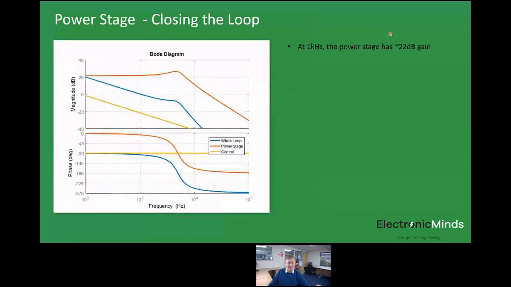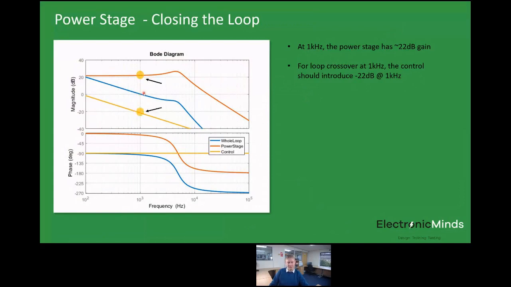Let's do that here. So at 1 kilohertz, we know the power stage has 22 dB gain, which we found both from our mathematical analysis and from the Plexim simulation. If we want to cross the loop over at 1 kilohertz, so the loop here is the blue trace, we need to make sure that the compensator response, that integral control, has a gain of minus 22 dB at 1 kilohertz, because when you sum those two together, the overall response is 22 dB for the power stage, minus 22 dB for the control, giving us 0 dB for the control loop.